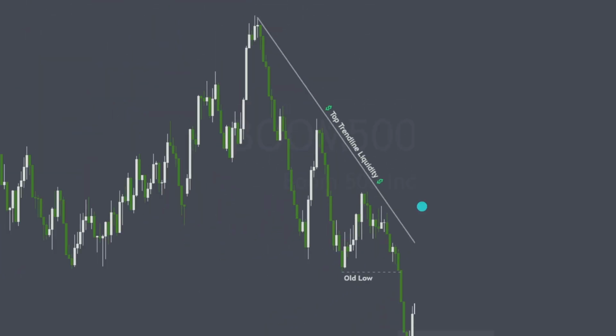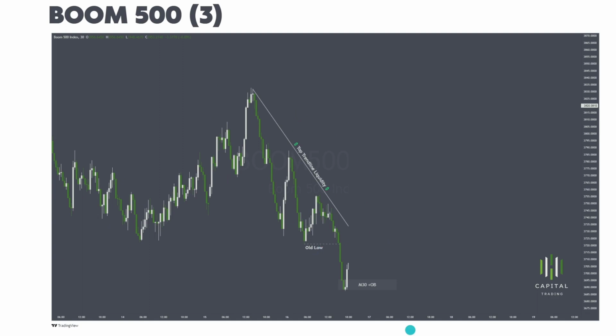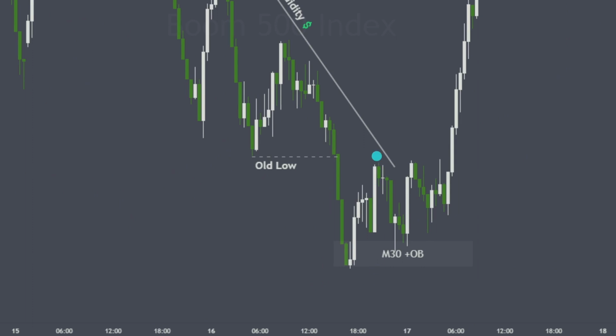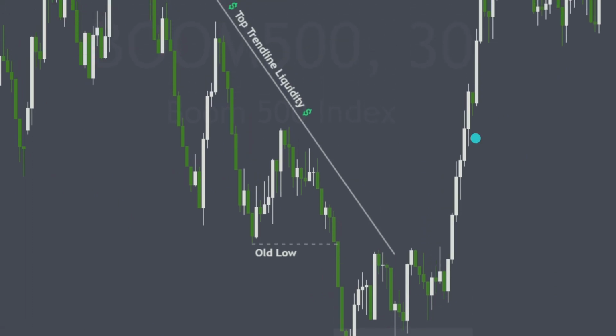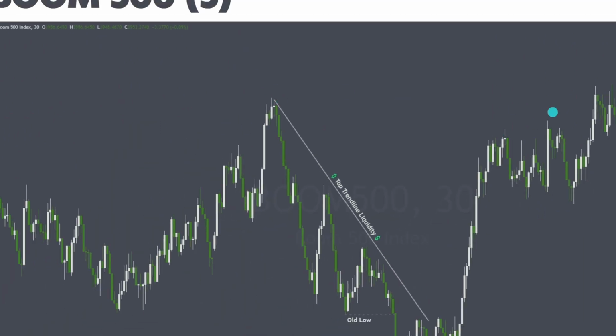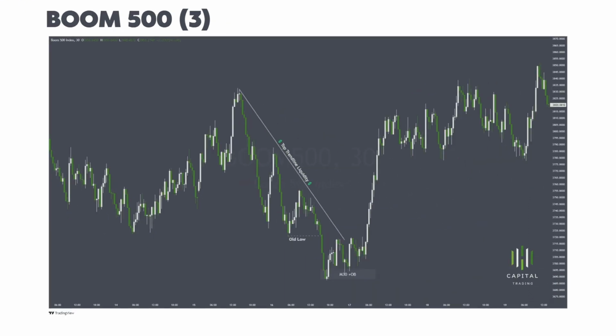So our eyes now turn to this top trend line liquidity. We want to see if price is going to reach for that, and it did reach for that. They spiked after reacting to this bullish order block. They spiked continuously to the upside and reached into this top trend line liquidity. So this is just a good demonstration of why it's essential to trade utilizing liquidity concepts. So that's how you would trade Crash 500. Oh, sorry, Boom 500.